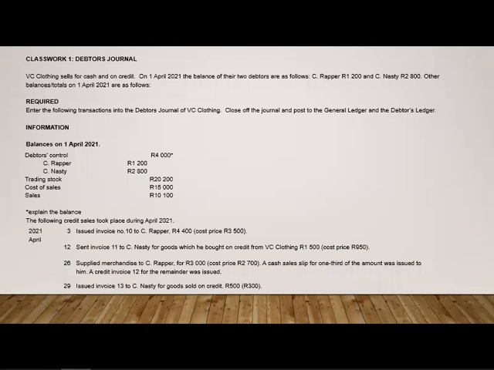Please note that when you add C Rapper's balance, which is owed to us, and C Nasty's balance of 2.8, so when you add 1.2 plus 2.8, it'll give you 4,000. Since they only have these two debtors, that 4,000 will also be the balance that you have in your debtors control account in the general ledger on the debit side as balance brought down. But before I can even go there, let me just record those two amounts quickly.